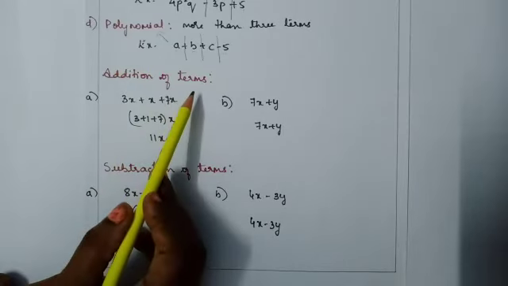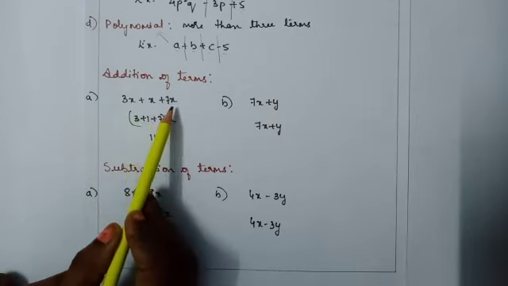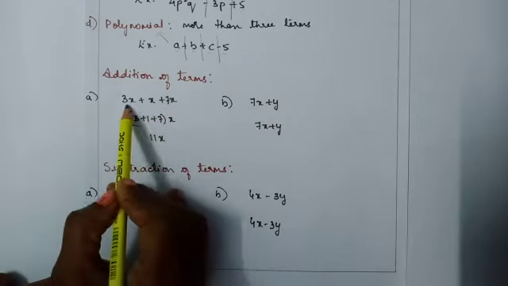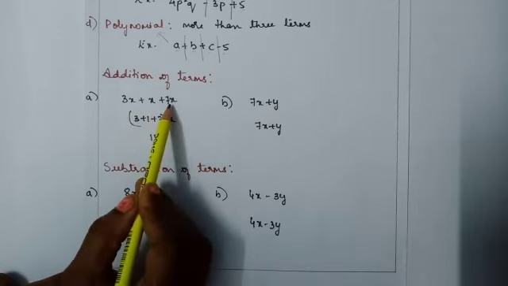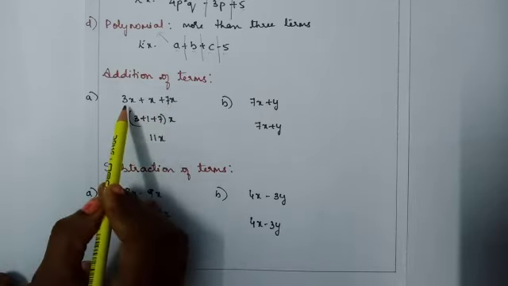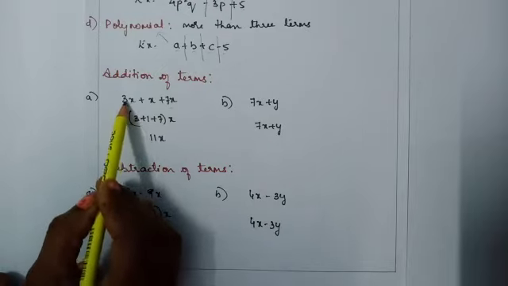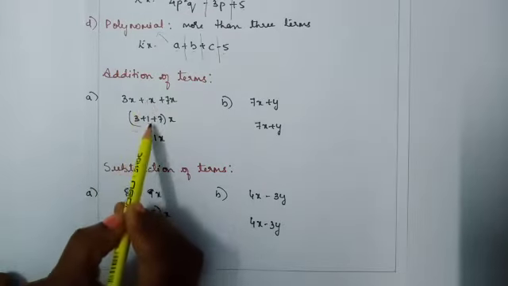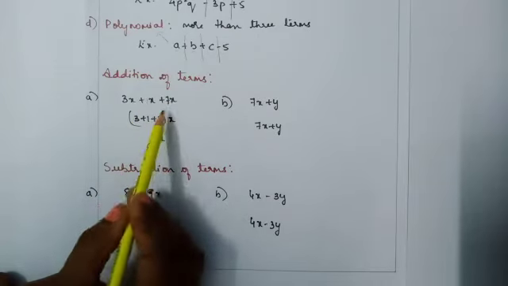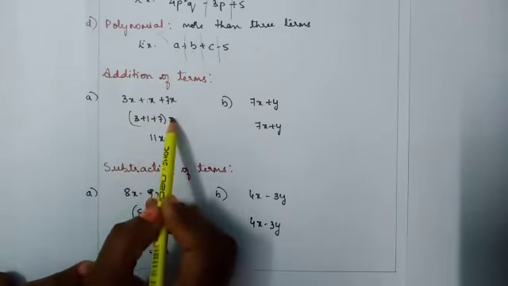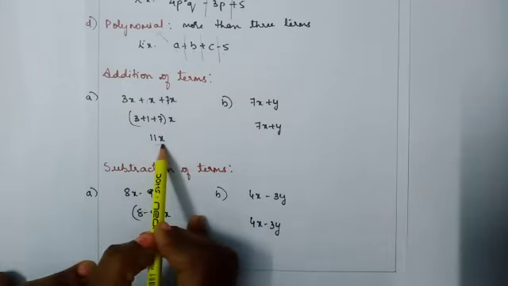Addition of terms. Let us consider the example 3x plus x plus 7x. If you observe, all the three of them are like terms because their variables are same. When they are like terms, write down their numerical coefficients. The numerical coefficient of first term is 3, the second term is 1, third term is 7. So you add all the numerical coefficients, that is 11. Keep the common algebraic coefficient. So 11x is the answer.